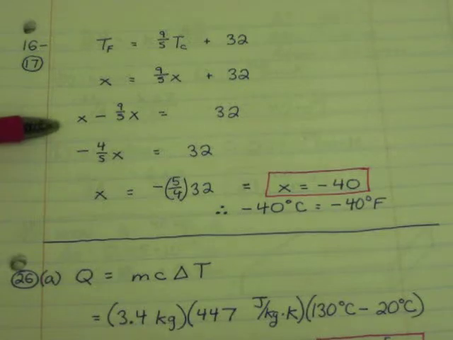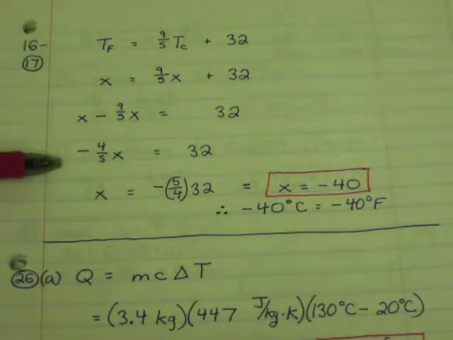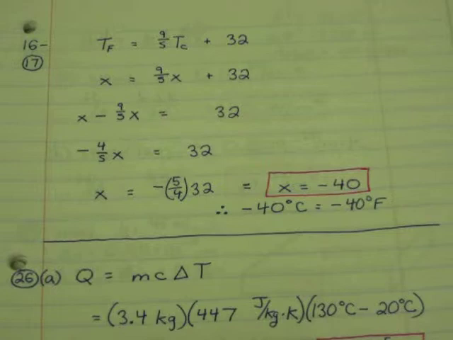We can have x minus 9/5 x on the left-hand side, which becomes negative 4/5 x equals 32. Solve that for x, and you should get negative 40 degrees. You can check that by looking at a thermometer that goes down that low, and you can see the Fahrenheit scale and Celsius scale match up at negative 40 degrees.